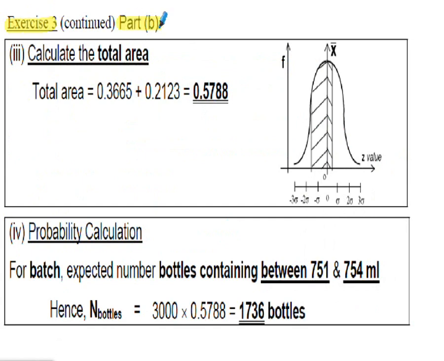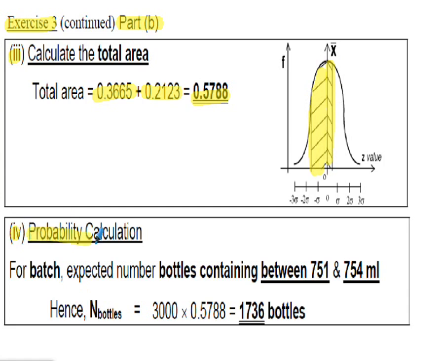Exercise 3, part B continued, step 3. Now the total area to the left and the right hand side of the x bar, or the variate z equals 0, is simply adding up the two previous areas from steps 1 and 2. So total area is 0.3665 plus 0.2123. So our total area is 0.5788, and that relates to the shaded area on our diagram, the area here to the left of the x bar value and the area to the right of the x bar value.